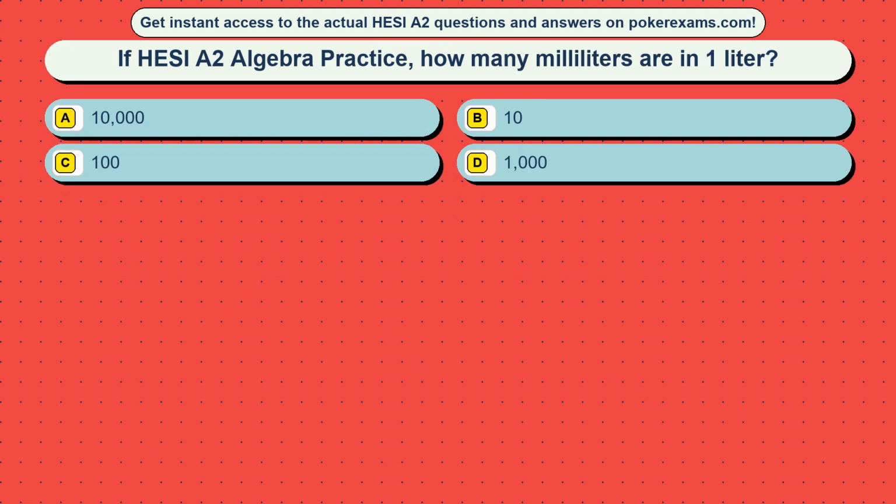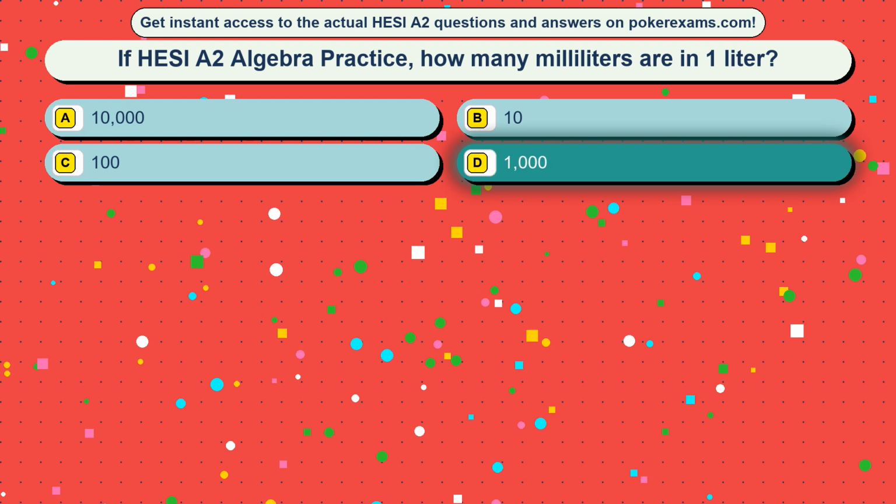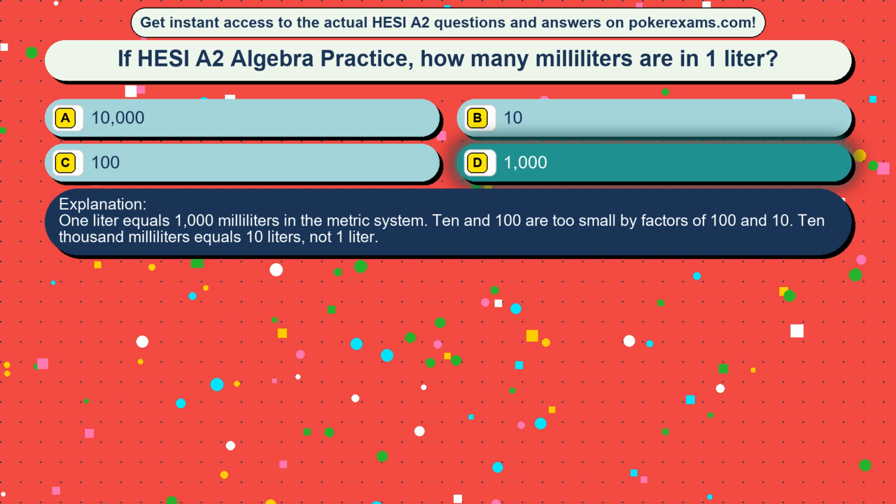Question 40. If HESI A2 algebra practice, how many milliliters are in 1 liter? Option A, 10,000. Option B, 10. Option C, 100. Option D, 1000. The correct answer is option D, 1000. 1 liter equals 1000 milliliters in the metric system. 10 and 100 are too small by factors of 100 and 10. 10,000 milliliters equals 10 liters, not 1 liter.